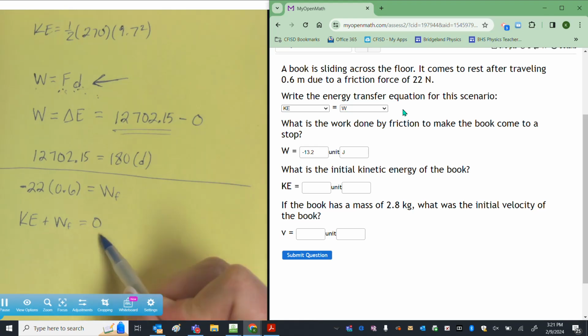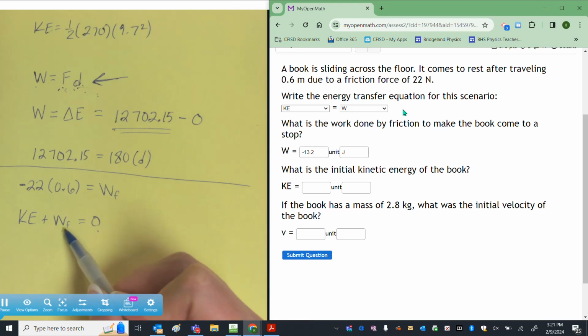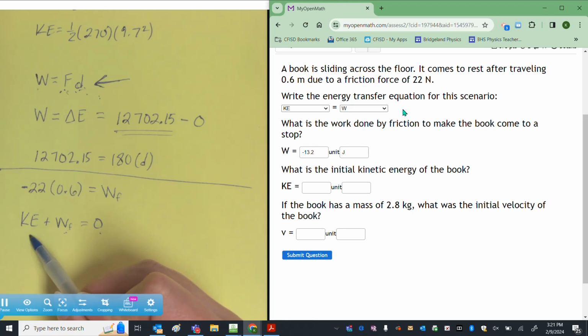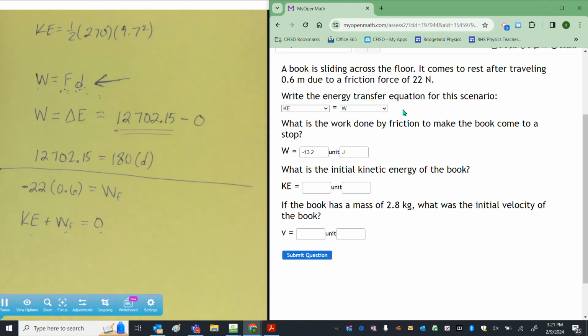Because at the end I don't have any energy at all. And so I would be technically adding this negative 13.2 here, which means this has to be 13.2. They are equal in magnitude, but this equation sets you up to get the wrong sign. So just a warning with that.